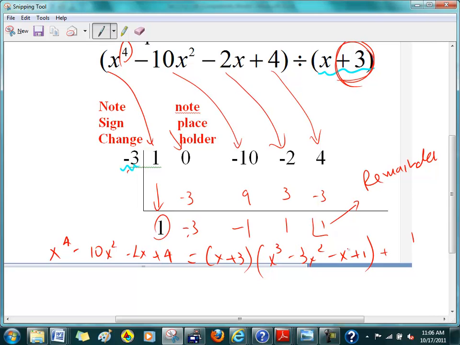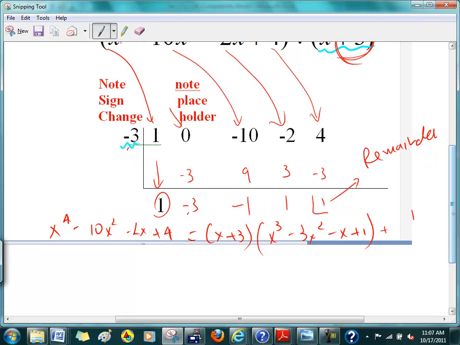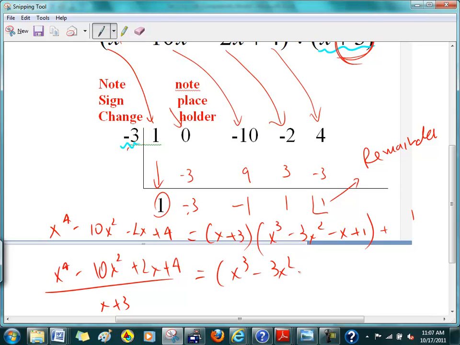All right, everybody got synthetic division? Remember, there are two ways of writing the division algorithm. This is one of them. The other one is x to the fourth minus 10x squared minus 2x plus 4 divided by x plus 3 is equal to your quotient plus your remainder. So there are two different forms of writing it. Is everybody all right on this?